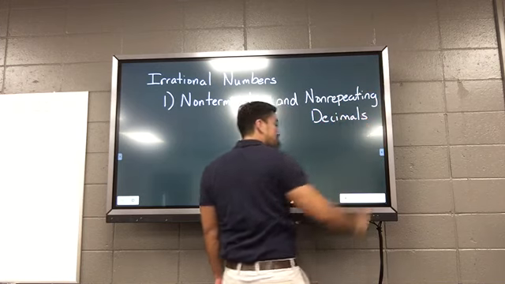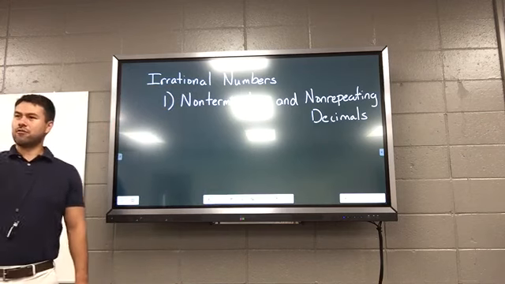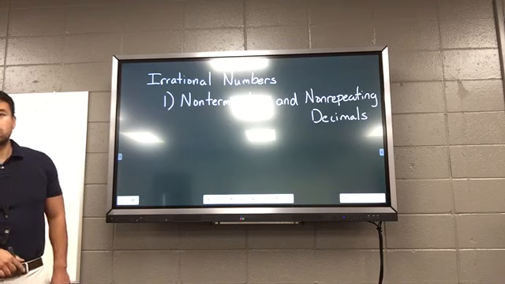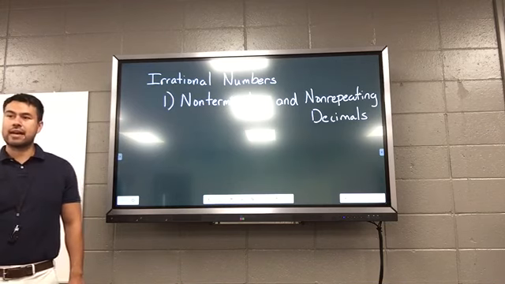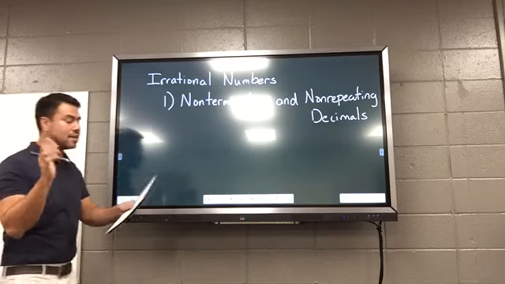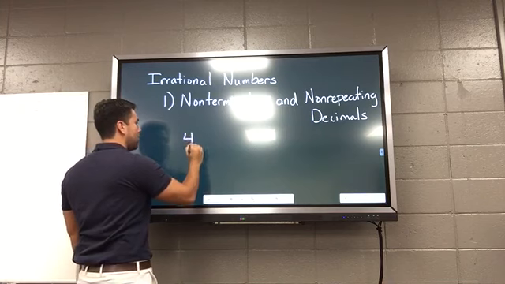Those are irrational because you cannot write them as a fraction of integers. You just can't. No matter how hard you try, it's not going to work. You can get close, but you can't get exact. So non-terminating and non-repeating decimals. Let me give you an example, and I'll explain it because there is a bit of confusion here.